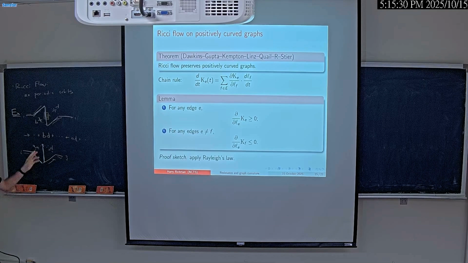Okay, so any questions? I think after this I'm going to move on to describing some of the motivation behind this edge curvature formula, the math behind justifying this formula. But any questions so far about these results, properties of Ricci flow on graphs?